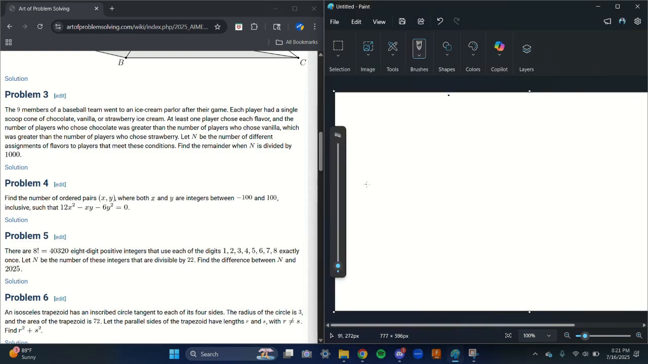So problem number 5, we basically have to use the numbers 1 through 8, and we're asked to find the number of integers that use the numbers 1 through 8 that are divisible by 22. Okay, so divisible by 22. 22 is 2 times 11. So this is essentially saying an even multiple of 11. So even multiple of 11. That means that the last digit of whatever number is a multiple of 22 has to either be 8, 6, 4, or 2. And then we also have to have that number to be a multiple of 11.